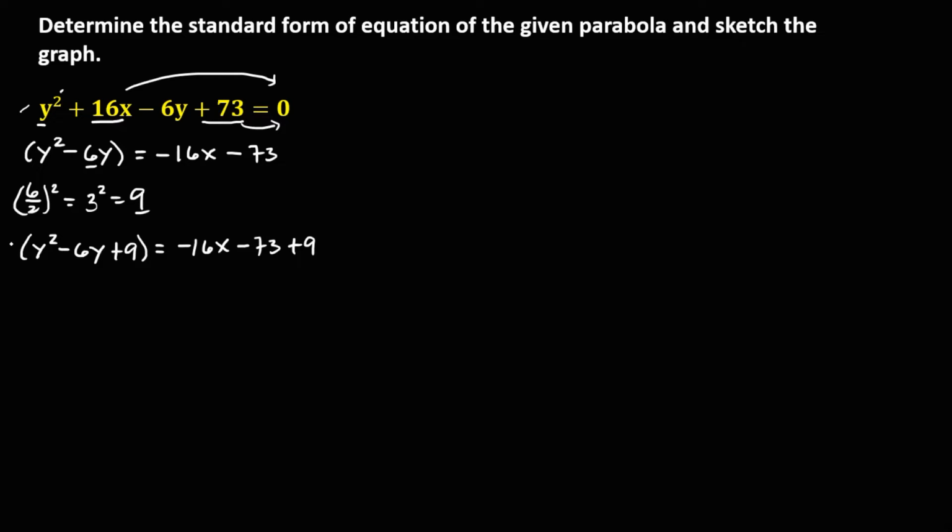Then factoring for y: since y squared is y times y, and the middle term is negative, it is minus, and 9 is 3 times 3, so we have y minus 3, to the power 2. Then equals negative 16x, and negative 73 plus 9 is negative 64.